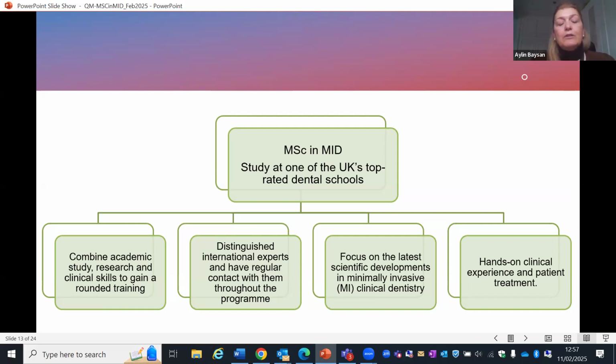I forgot to mention on the previous slide, all age groups. So you have a module with pediatric dentistry as well, pediatric dentistry in relation to MID, research and clinical skills to gain all-rounded training. This is like the foundation of your career progression. Then you can decide what you want to do.